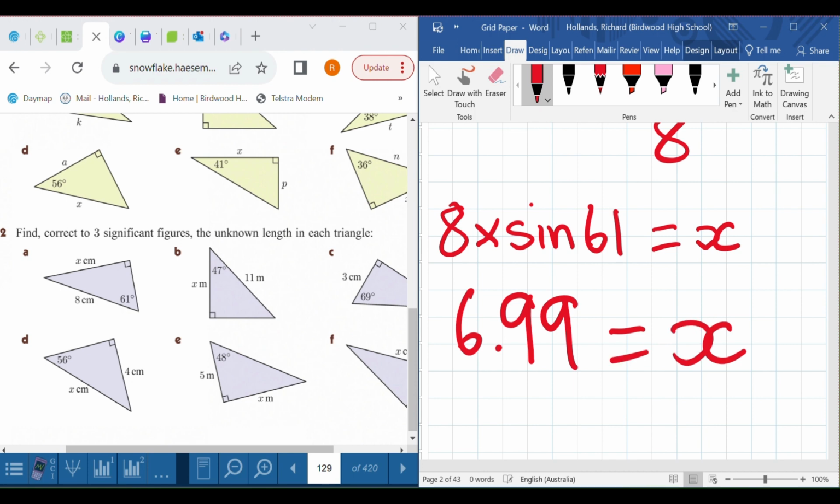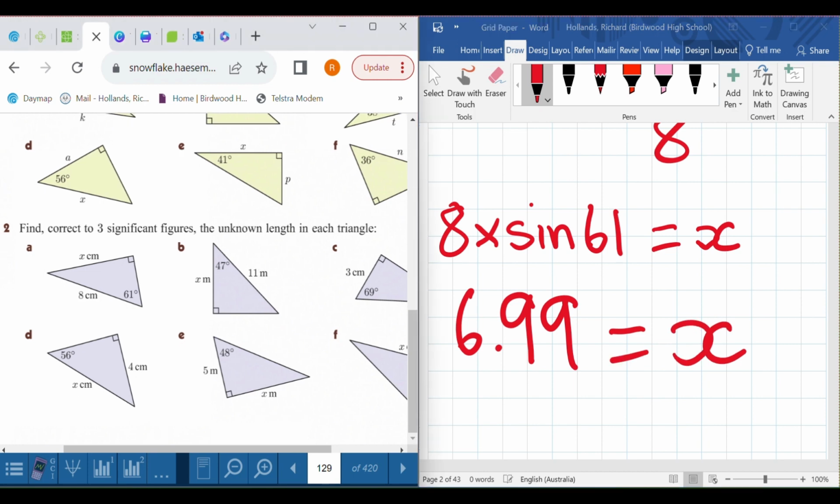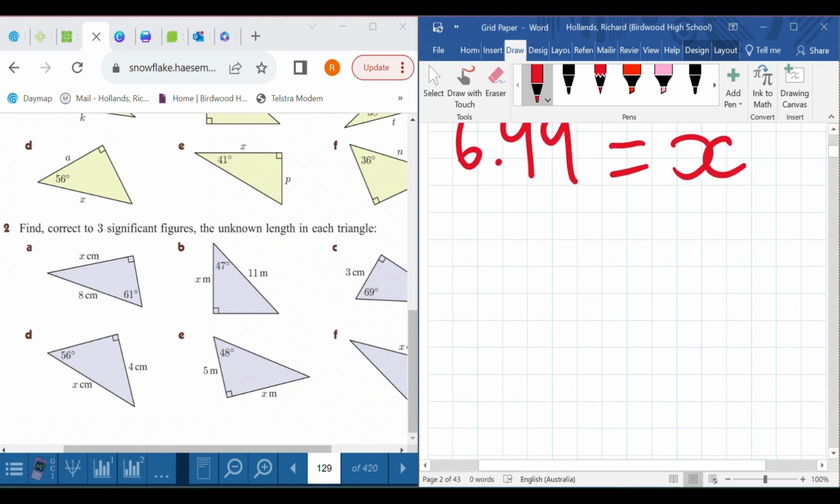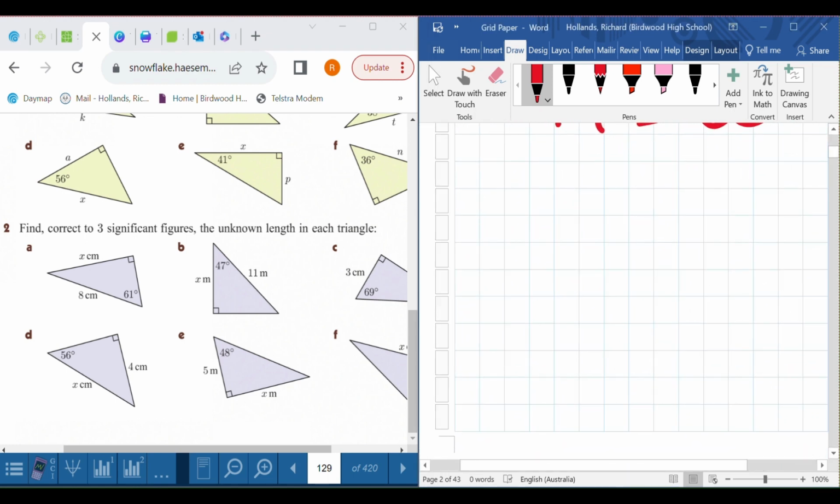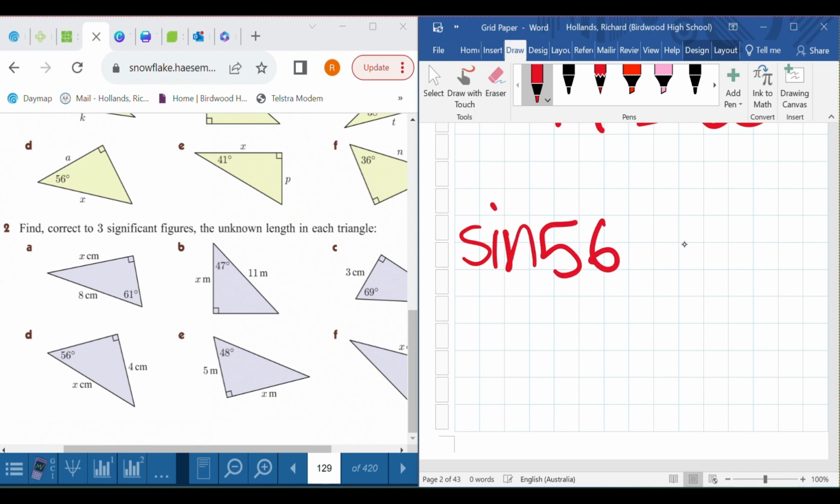Now I'm going to do question D for you guys. I've got this triangle here. I've been given the angle, I've been given the opposite, and I'm trying to determine the hypotenuse. So I know if I've got opposite and hypotenuse, I'm going to be using sine. So sine 56 is our degree, equals 4 over x.